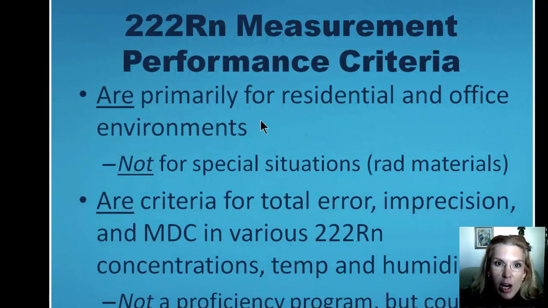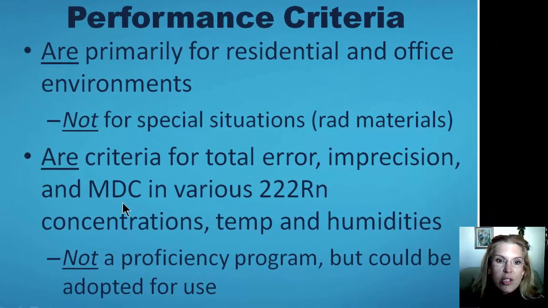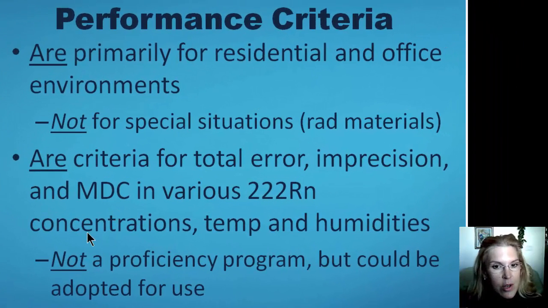These criteria are primarily for residential and office environments, and they're not for special situations such as handling radioactive materials where other regulations are going to apply. They are criteria for total error or accuracy, imprecision, and minimum detectable concentrations in various radon concentration environments, various temperature, and various humidity environments. This standard itself is not a description of a proficiency program, but it could be used as a rubric that a proficiency program could adopt.